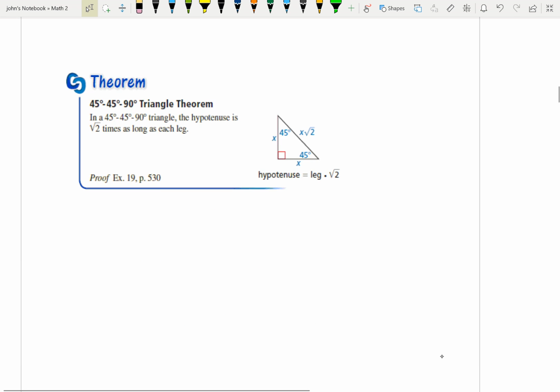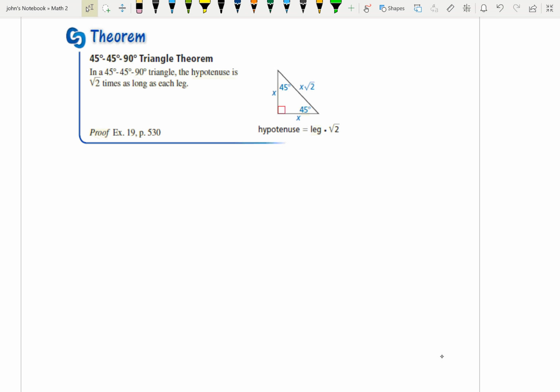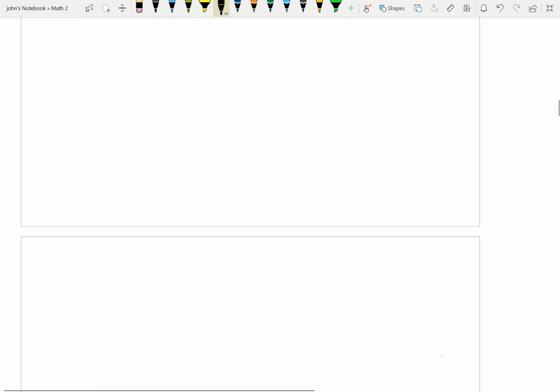So here's what I want you to have. Write this down right here in your notes. If I know the two sides of my 45, 45 triangle, the x and the x are the same, then the hypotenuse is just x times the square root of 2. So in a 45, 45, 90 triangle, the hypotenuse is square root of 2 times longer than each leg. Again, now if I know one side of my triangle, I can find the other sides.